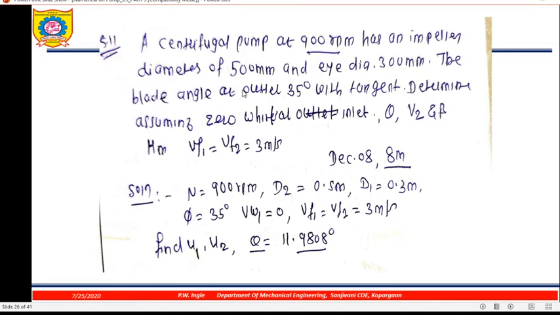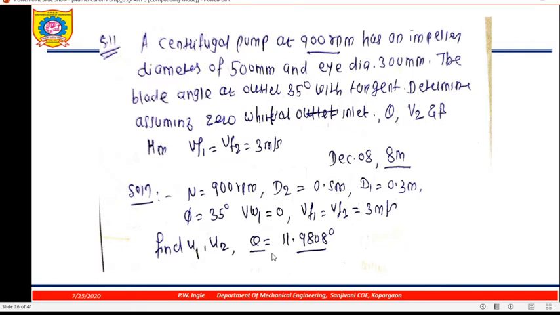Now next, a centrifugal pump at 900 rpm has an impeller diameter of 500 mm and inlet diameter, that is internal diameter D1. Okay. The blade angle at outlet is 35 degree with the tangent, determined by assuming 0 whirl at inlet, that is Vw1 is 0. Calculate theta, V2 and beta, Hm.